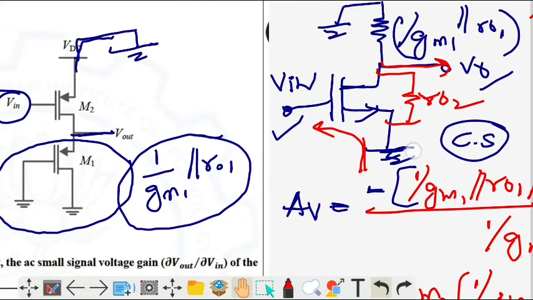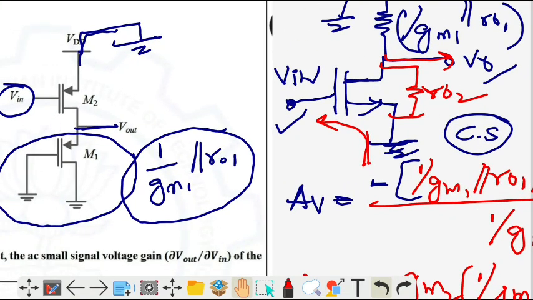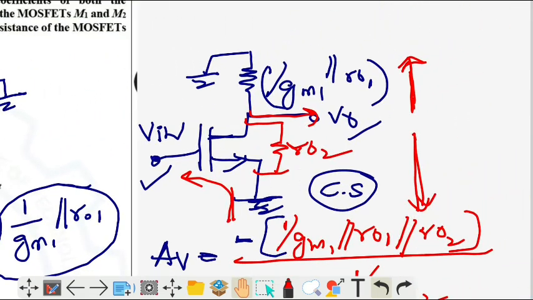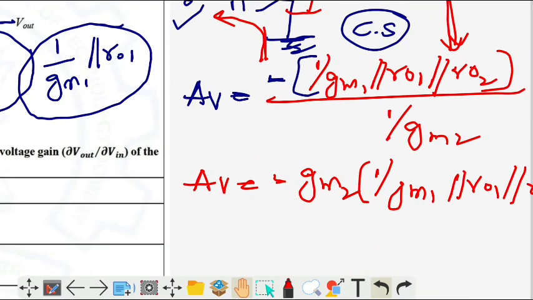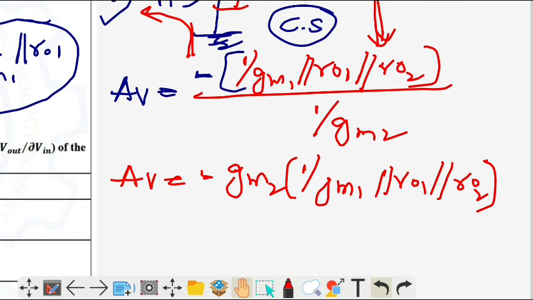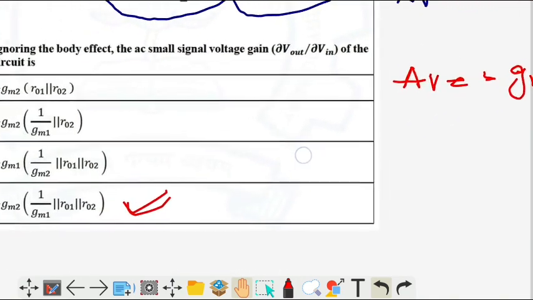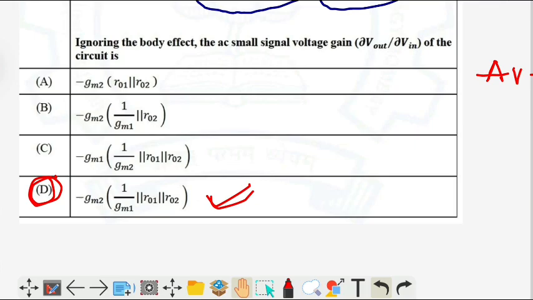Wherever the input is for this MOSFET, at the same place we have given the input and the output, and we found by inspection that the voltage gain comes out to be minus gm2 into 1/gm1 parallel with ro1 and ro2. Since it is a common source amplifier, the voltage gain is always negative. Thus we got the voltage gain, and option D is the correct answer for this question.